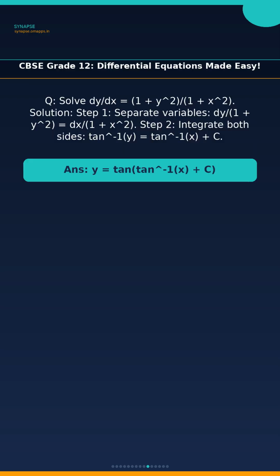Let's work through an example. Q. Solve dy/dx equals (1 plus y squared) divided by (1 plus x squared). Solution. First, separate the variables: dy/(1 plus y squared) equals dx/(1 plus x squared). Then, integrate both sides. Tan inverse of y equals tan inverse of x plus c. Finally, solve for y: y equals tan of (tan inverse of x plus c).